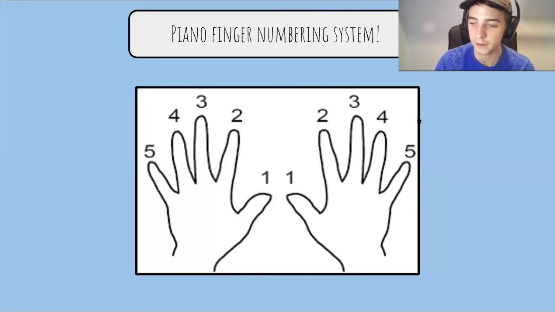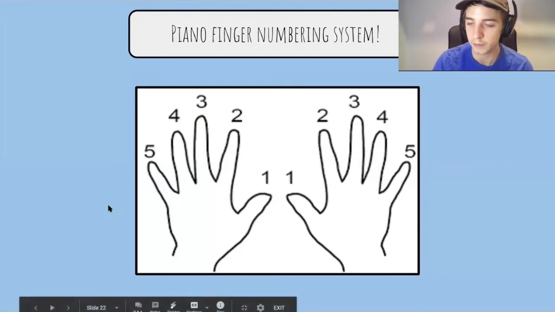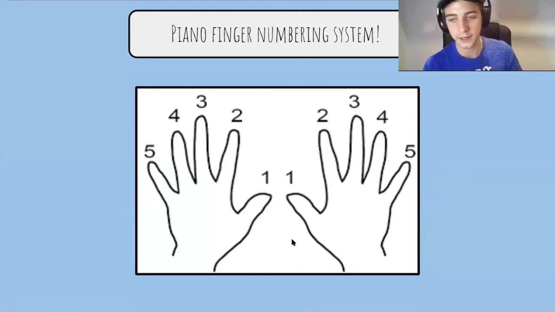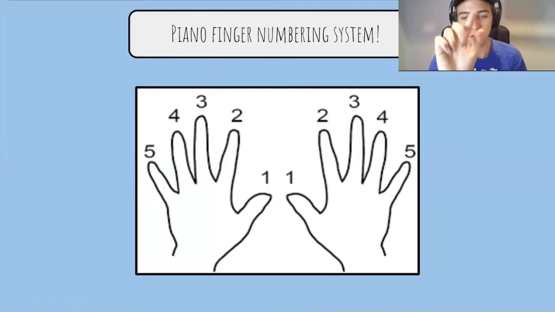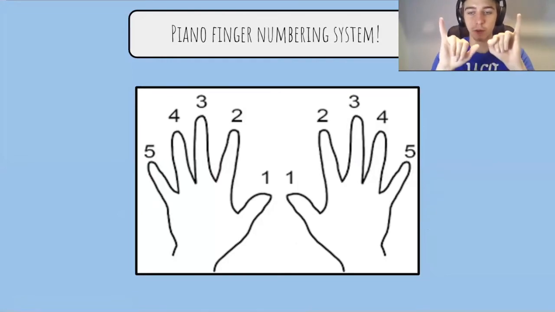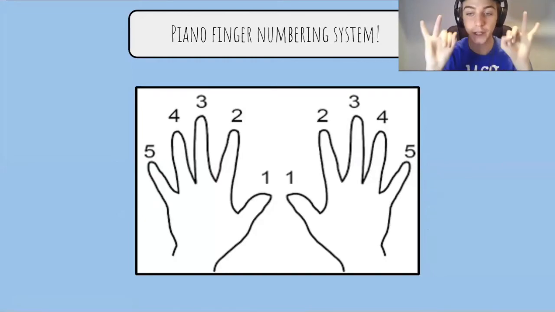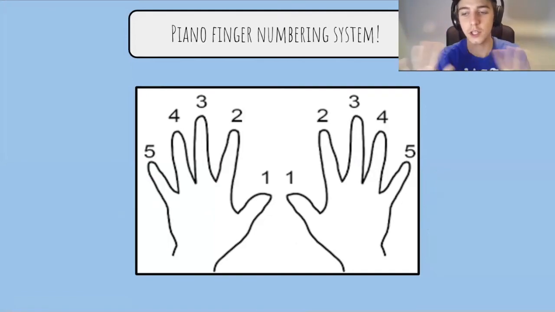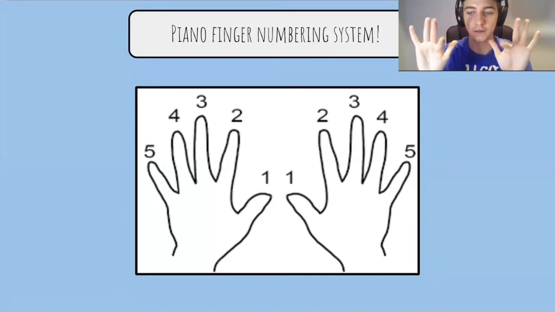Here we have a pretty decent diagram of what that is. So you can see, left hand, right hand. Left hand, starting at your pinky, we've got 5, 4, 3, 2, 1, and then 1, 2, 3, 4, 5 on your right hand. So it's pretty simple. Pinkies are always 5, ring is always 4, middle is always 3, pointer is always 2, and thumb is always 1. So if you know that, they don't change through the hands, it's just kind of inverted.